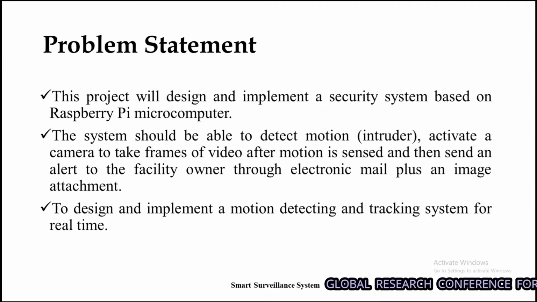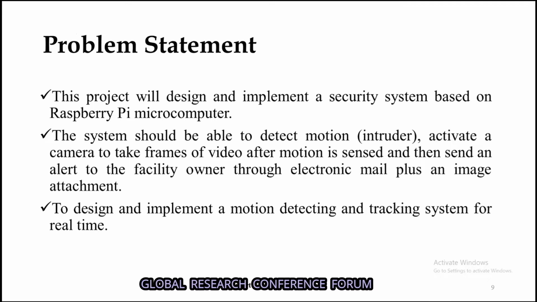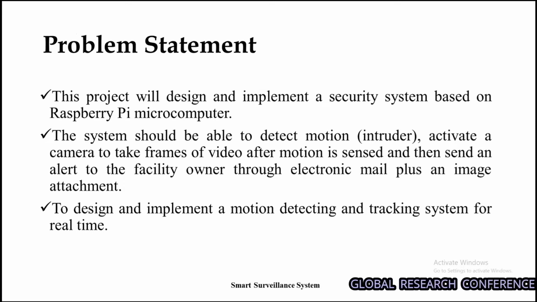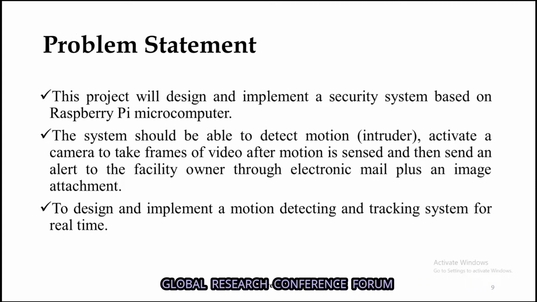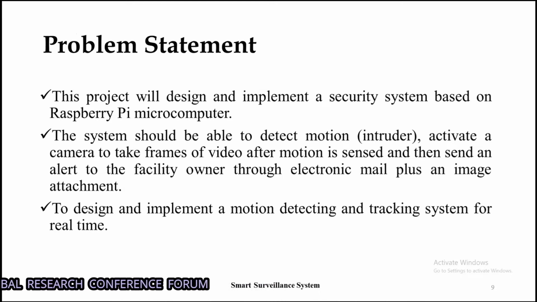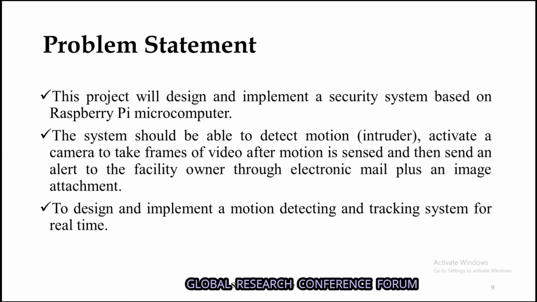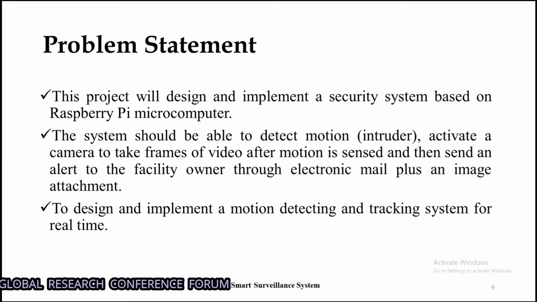This is the problem statement. This project will design and implement a security system based on the Raspberry Pi microcomputer. This system should be able to detect the motion, activate a camera, take frames of video after motion is sensed, and then send an alert to the facility owner through electronic mail plus an image attachment. To design and implement a motion detection and tracking system for real time.